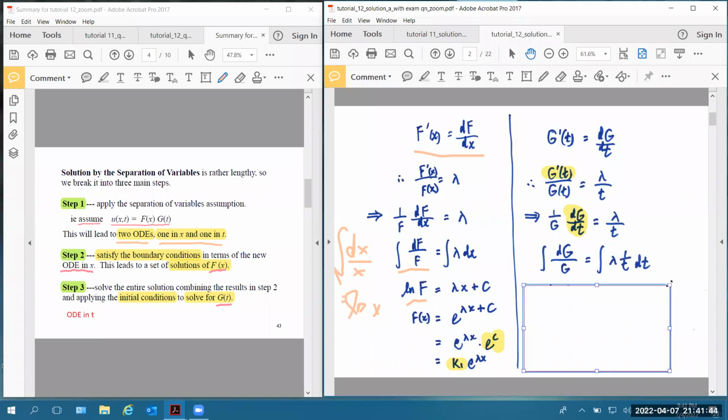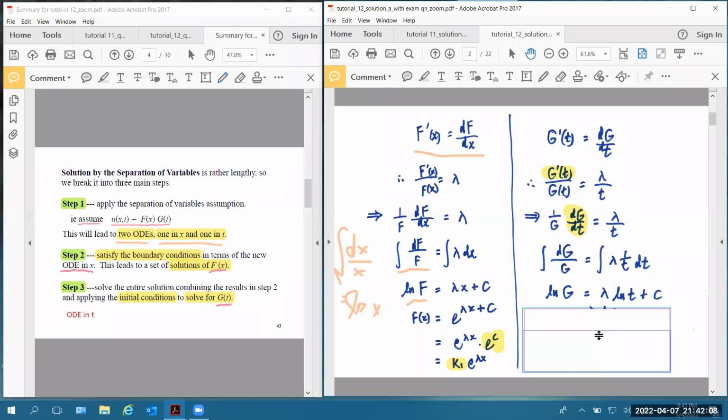Now I'm going to integrate all. dG over G integrate. That's our famous formula, right? That's ln G. Then here, lambda is a constant. How do you integrate 1 over T dt? Actually, it's the same formula, right? Just ln T. Okay, finished. Class, okay?